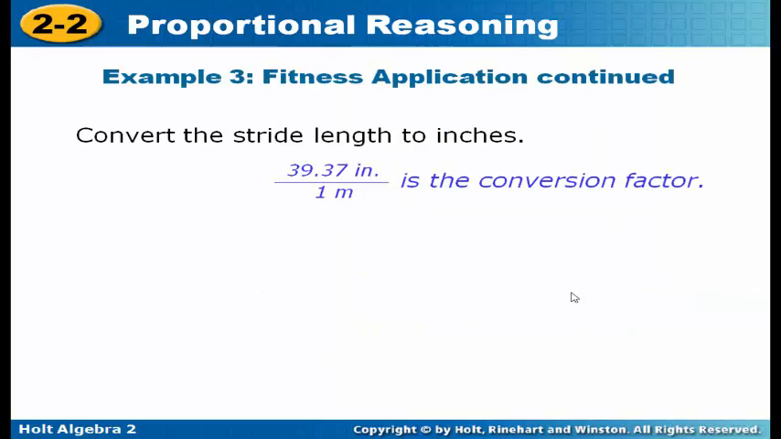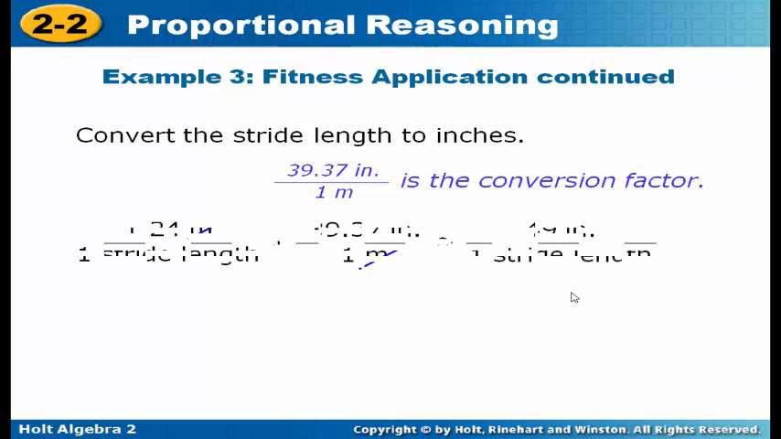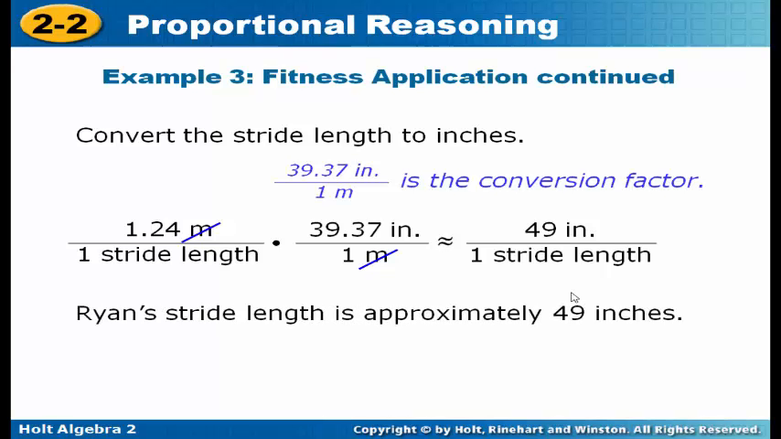Convert the stride length to inches. So 39.37 inches over 1 meter. So 1.224 meters over 1 stride length times 39.37 inches over 1 meter approximately equals 49 inches over 1 stride length. Ryan's stride length is approximately 49 inches.